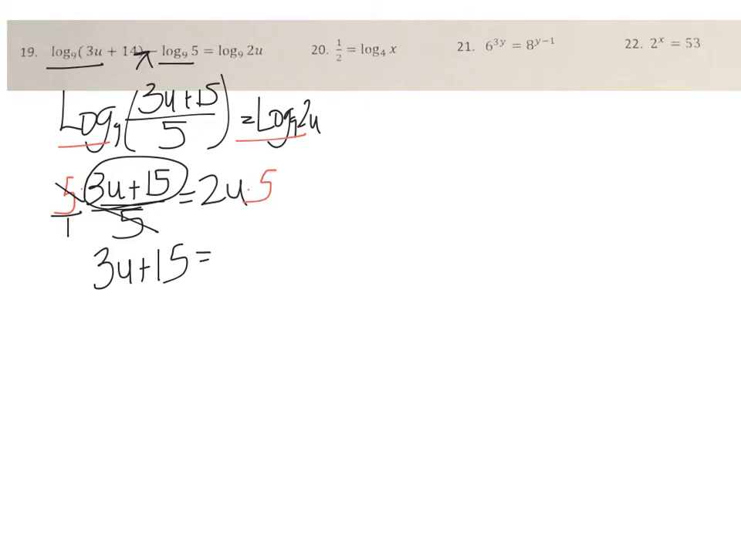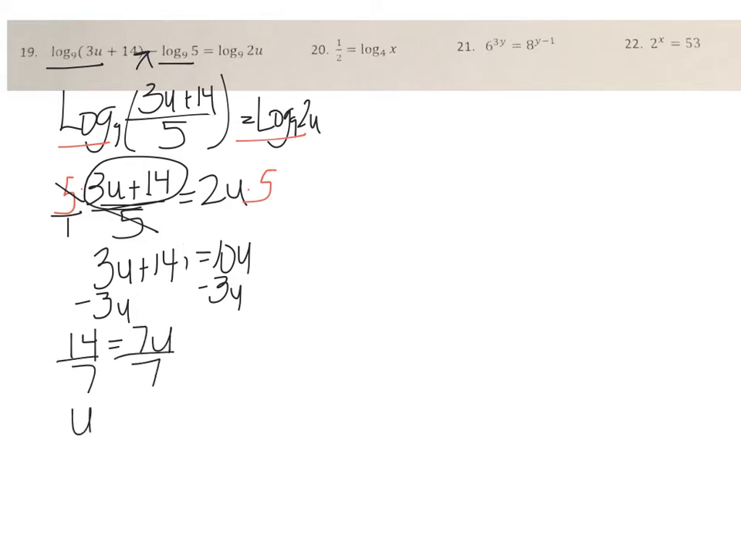So that equals 10u. Subtract your 3u. So 15 equals, oh, this somehow morphed to a 15. Sorry. Let's fix that. This will work out nicer for us. 14. So 14 equals 7u, and divide by 7, and u equals 2.